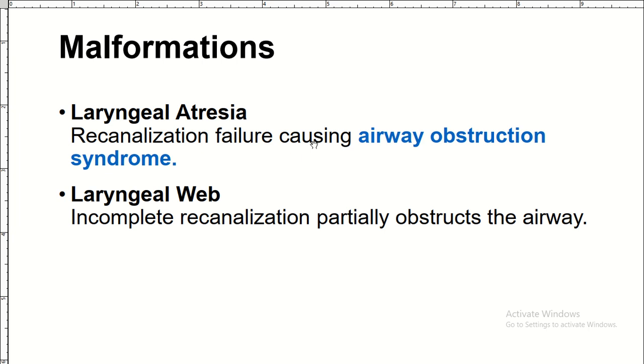Just imagine if there is atresia of your larynx. It means that whatever air is coming from the mouth will not go to the lungs because it is closed. The tube is closed. There is airway obstruction. We can also have incomplete recanalization of the laryngeal epithelium that can lead to what is called a laryngeal web. So this is just partial obstruction of the airway.